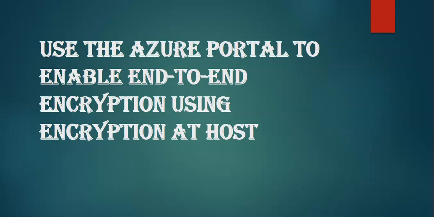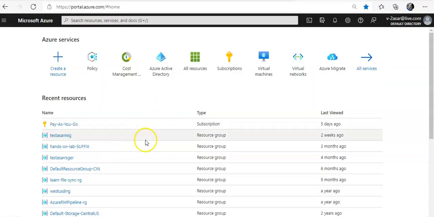So we have a prerequisite that we must enable the feature for the subscription before we use the encryption at host property for the virtual machines or virtual machine scale set. So let me just quickly log on to the portal and take it from there. I am logged on to the portal, so I'm going to go to my subscription.